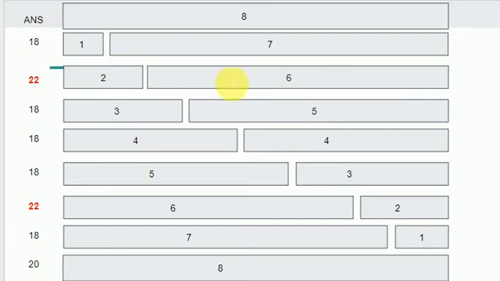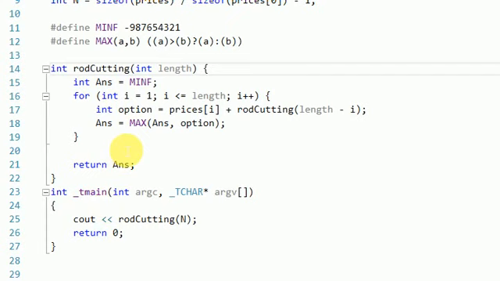Again, state 2, 6 will give one answer. You are comparing this state's answer to the main answer and updating the main answer. Like this, you are going to find the answer for each and every state. For these 8 states, you find the answer, update the main answer, and at the end you return the main answer.